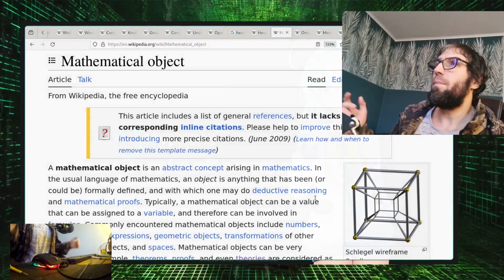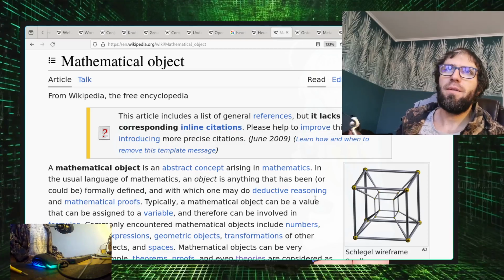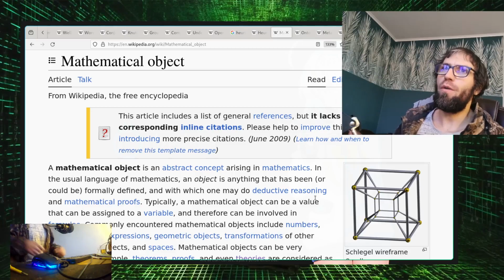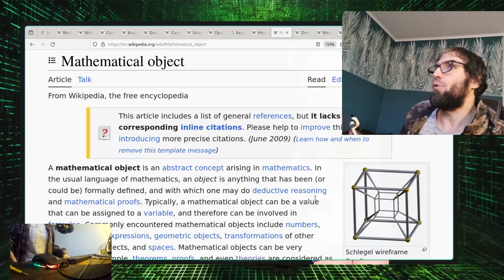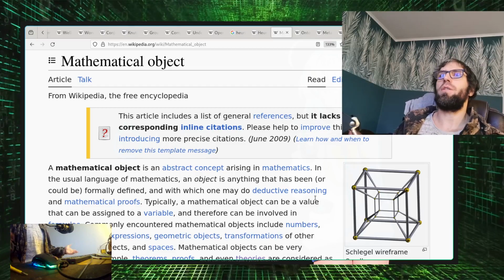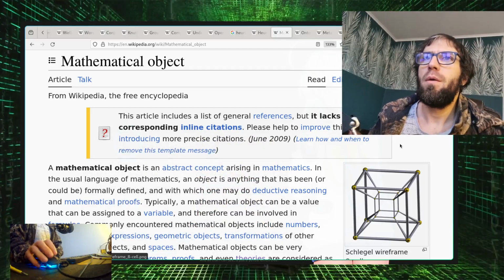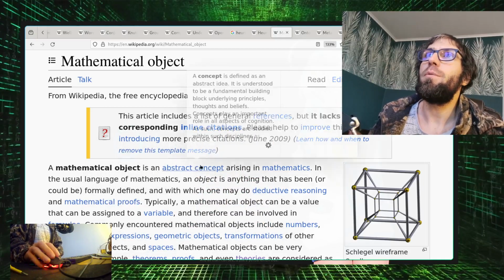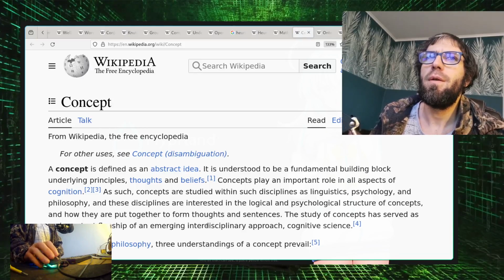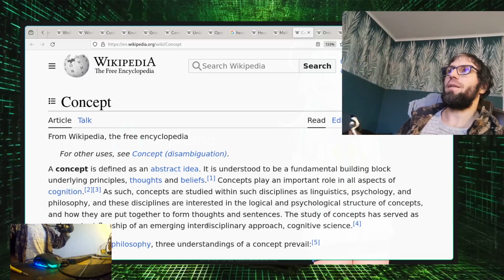What is a mathematical object? Okay, we can build this notion on the notion of an abstract concept. So to understand what is a mathematical object, you need to understand what is an abstract concept arising in mathematics. Okay, let's look at the abstract concept. Abstract concept is defined as an abstract idea.